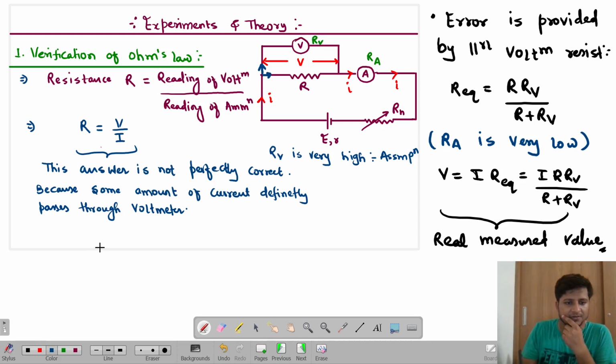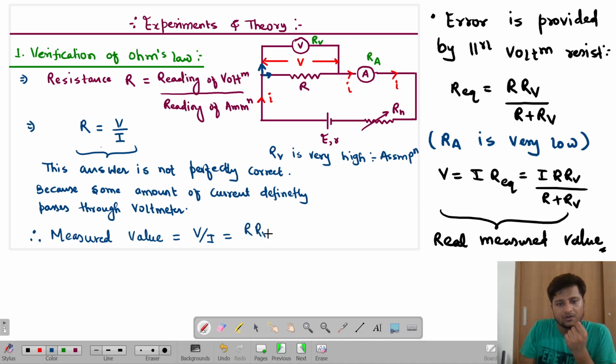So this means that therefore we can define our measured value. So in reality, our measured value is not equal to V by I. It is equal to, if I say V by I, then it is equal to R into RV divided by R plus RV. This is your measured value actually. Are you able to get me or not? Is this clear?